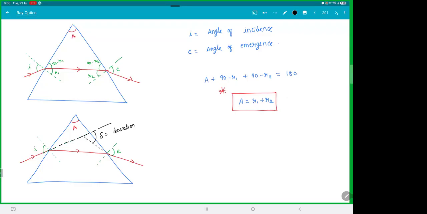And now if you look at the angles, this one is R1, so this angle is I minus R1. This angle was R2, so this angle will be E minus R2. Now if you look at that whole triangle, we have I minus R1 plus E minus R2 equal to delta. Are you able to see that angle there? The two interior angles will be equal to the exterior angle. In case you're wondering how, this angle will be 180 minus delta. So I minus R1 plus E minus R2 plus 180 minus delta is 180.